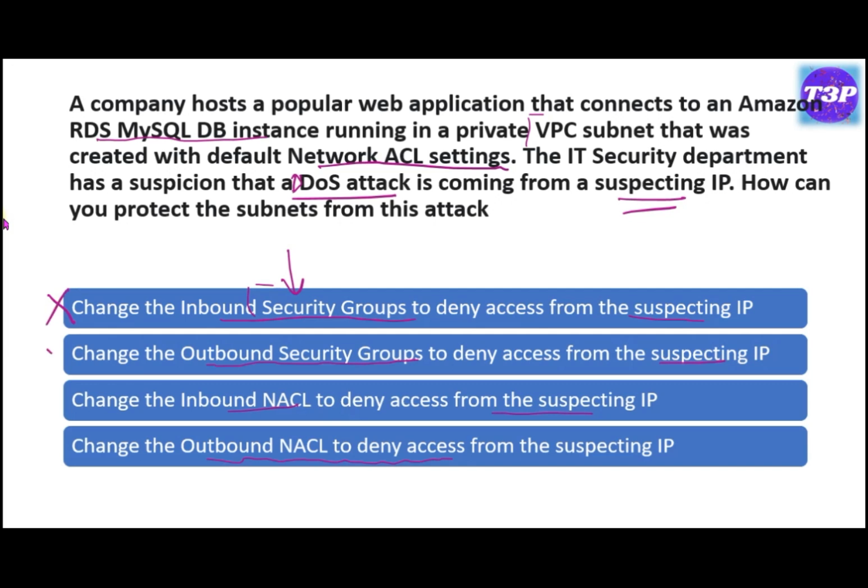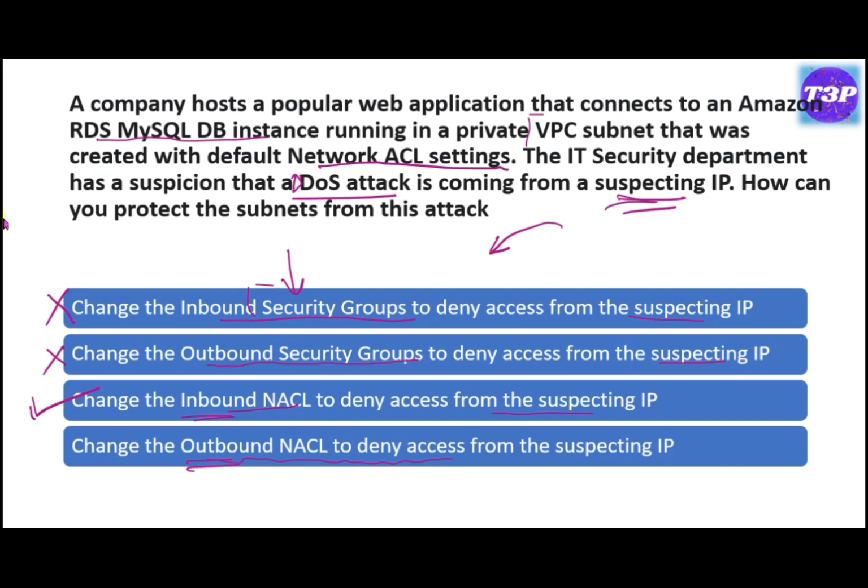So first and second is not correct in this case. Third and fourth, here we have inbound and outbound. As we know, the DDoS attack is coming, obviously, from the internet from a suspicious IP. So the thing is, we are talking about the incoming traffic, and that we need to avoid, right?